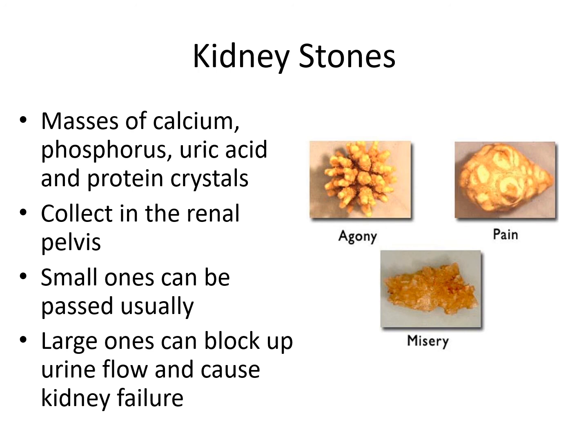Kidney stones are masses of calcium, phosphorus, uric acid, and protein crystals that form solid masses. What happens is they collect in the renal pelvis. Small ones can usually be passed, but really large ones can block up the urine flow, which can, if untreated, cause kidney failure.